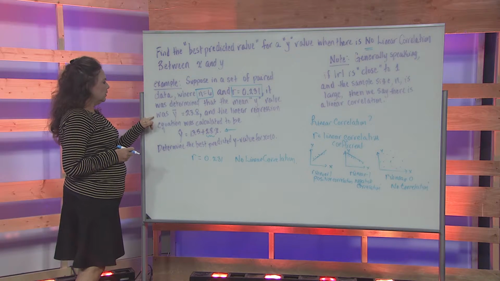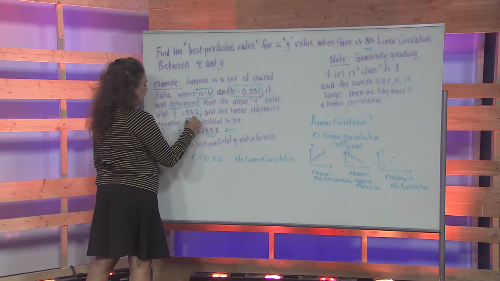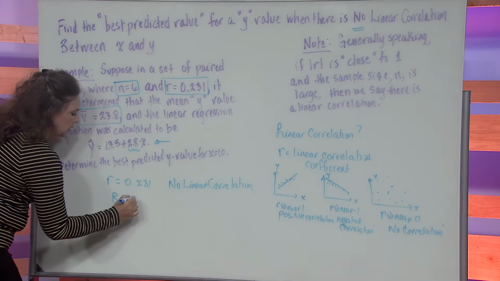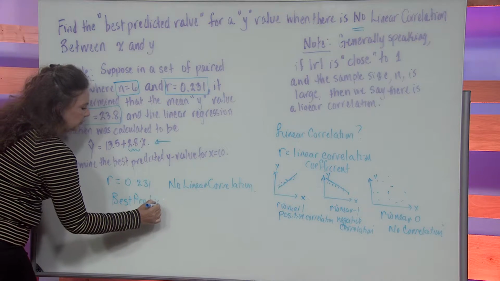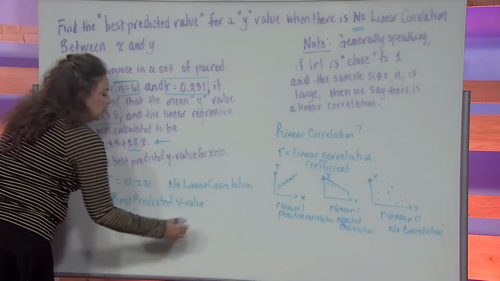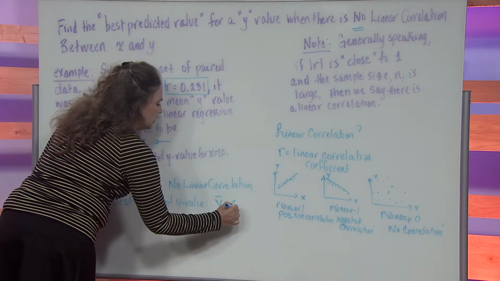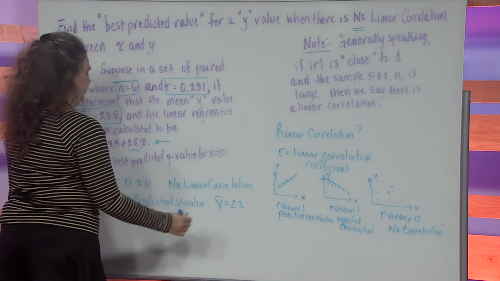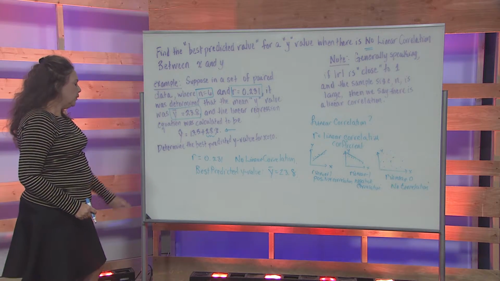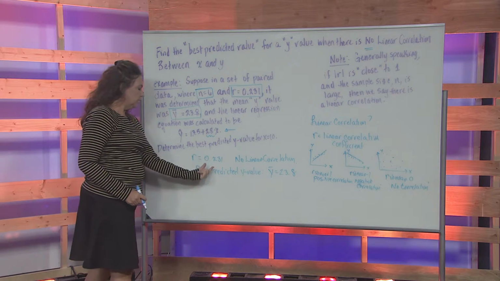So if there is no linear correlation, then our best predicted value will be simply the mean. So the best predicted y value in this case will be the mean. So that is y bar is equal to 23.8.